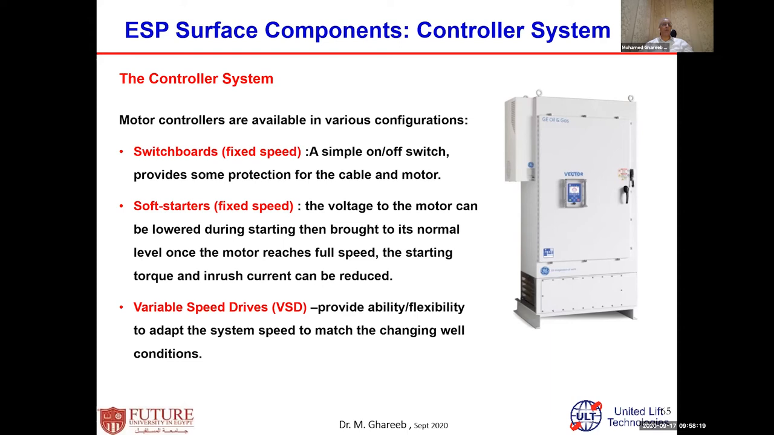More than 60-70% of ESP wells are running what we call a variable speed drive. A variable speed drive is just a switchboard, a controller equipped with a variable speed controller, which allows you to change the motor speed by changing the hertz, the required frequency going to the motor. I can run my motor, for example, at 50 hertz, at 2,000 RPM. I can change from the surface from 50 hertz to 40 hertz. Instead of running at 2,000 RPM, the motor can then run at 1,500 RPM.